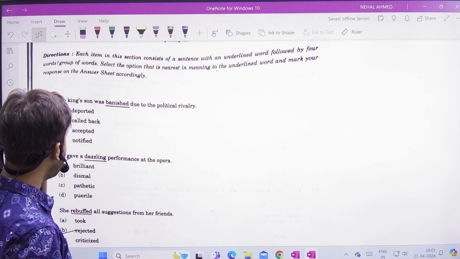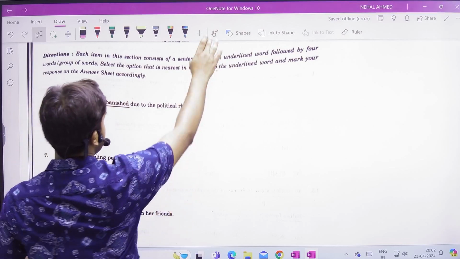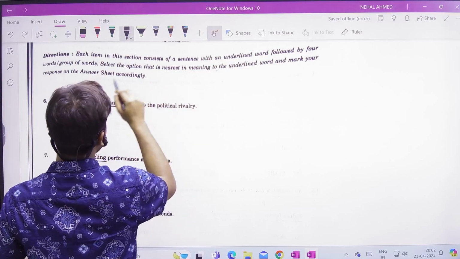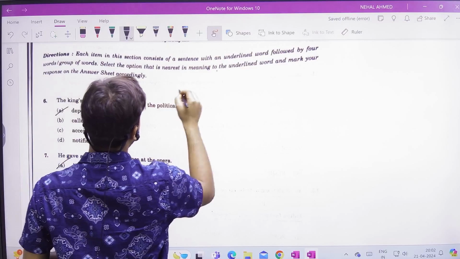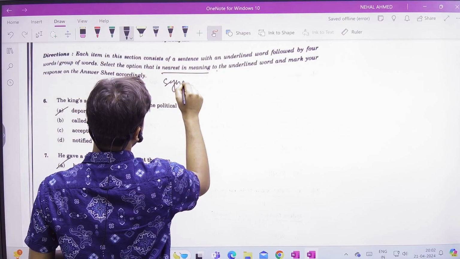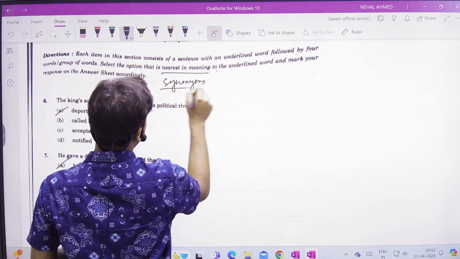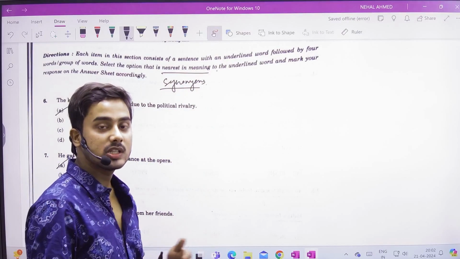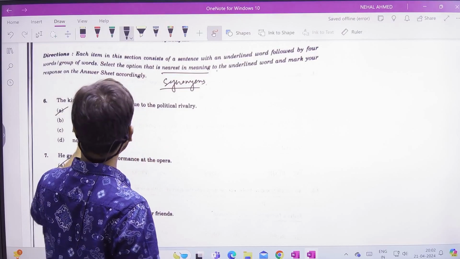So this is basically, as you might see as it reads also, that we'll have to find out words from the given options that are nearest in meaning. Nearest in meaning means that we have to basically go for synonyms, right? Different words with the same meaning. So with that, let's go to our first sentence.